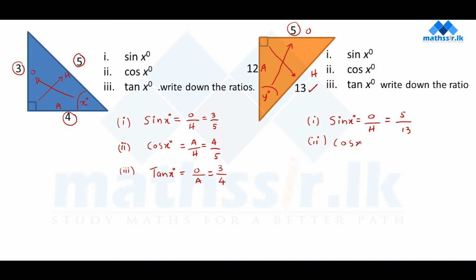Cos of the angle: adjacent over hypotenuse. What's the value of adjacent? 12 over hypotenuse 13. Tan of the angle equals opposite over adjacent, opposite 5, adjacent 12. Students, today you have learned about trigonometric ratios.